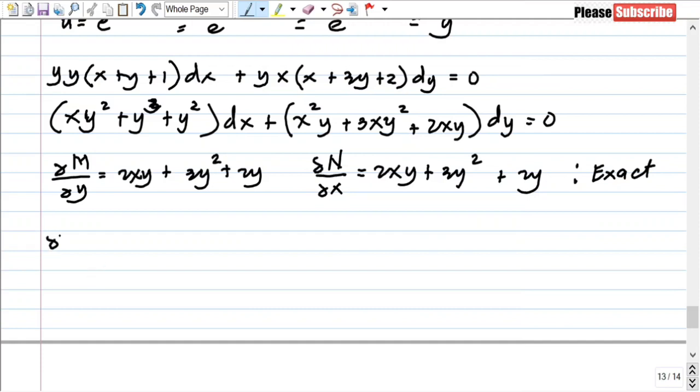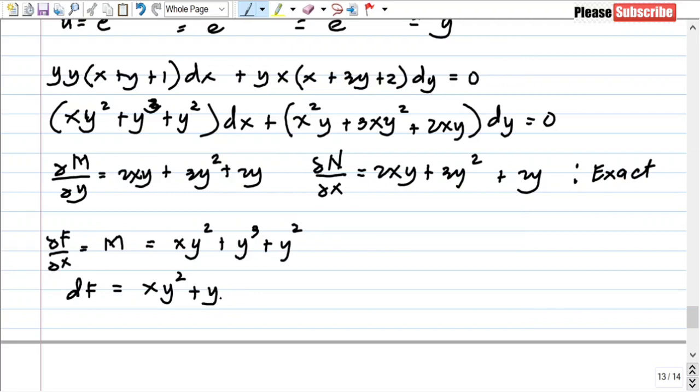So, if we put partial derivative of f with respect to x is equal to m, gamitin natin yung m, ito na, this one, okay, that is equal to, ito pala, xy squared plus y cubed plus y squared. Or we have df is equal to xy squared plus y cubed plus y squared dx. So, we try to integrate this one. I-integrate natin.